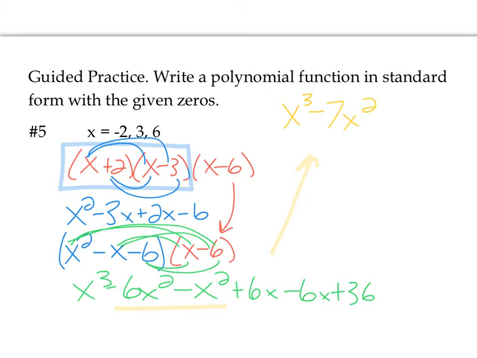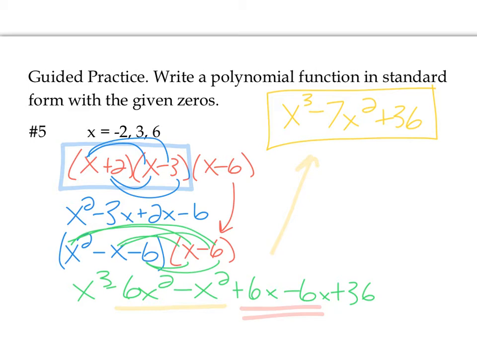squared. Okay. And then if I look here, I've got two more like terms, 6x and -6x. Those are going to cancel out. That's 0x, so I don't have to write that up there. And then I've got the plus 36. So then I'd go plus 36. And that would be my final answer.